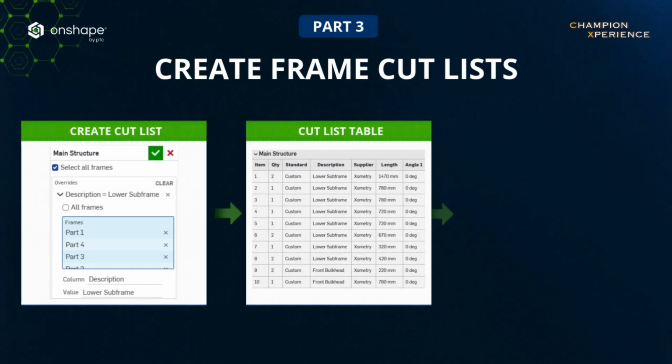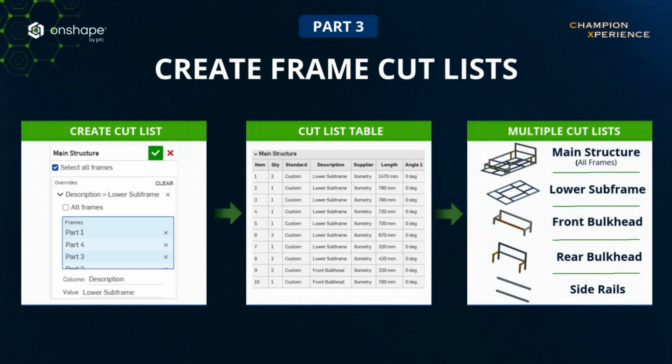After designing the chassis in the second video, the next step is creating the cut list in Onshape. The cut list table contains key manufacturing information such as frame quantities, segment lengths, end angles, and custom properties.